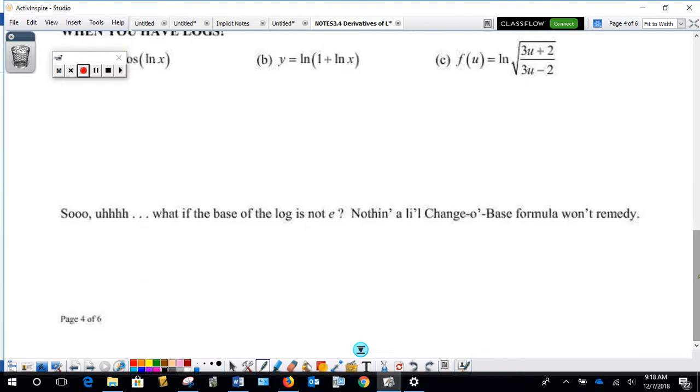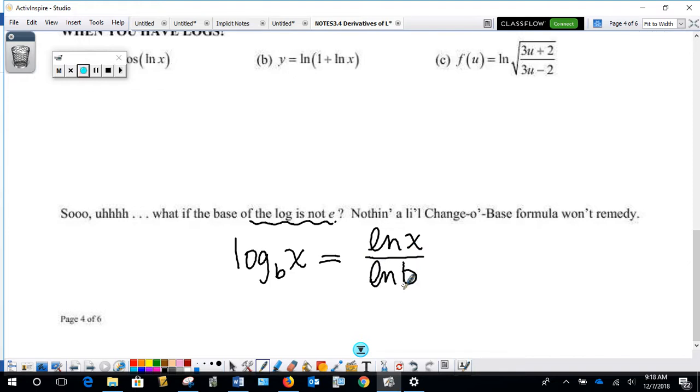All right, now what if the base is not e? What if the base is not e? Do y'all remember the change of base formula? If I have log base b of x, I want to change it to a natural log. Do you remember you do the natural log of the x and you divide by the natural log of the base? Okay? I am going to rewrite this conveniently. 1 over the natural log of the base times the natural log of x.